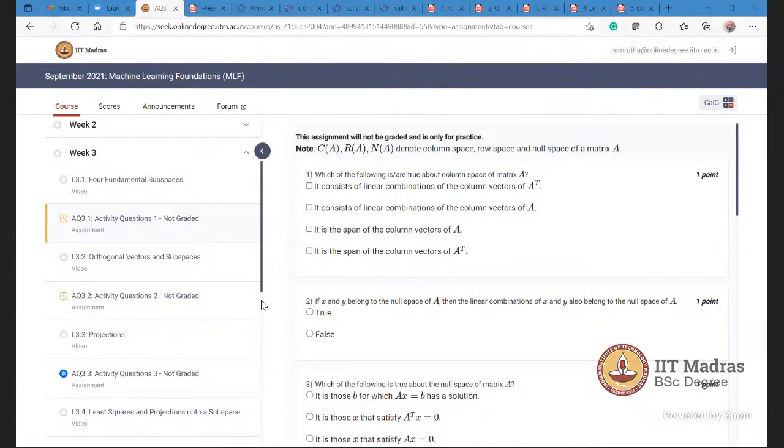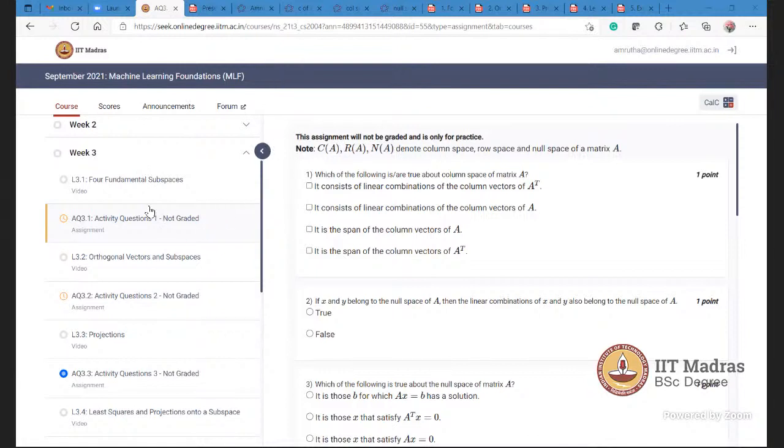So, is my screen visible to everyone? Abhinandan, can you respond? Yes, yes. Okay, thank you. So in this week's activity and practice session, we are going to look at week 3 of machine learning foundations.